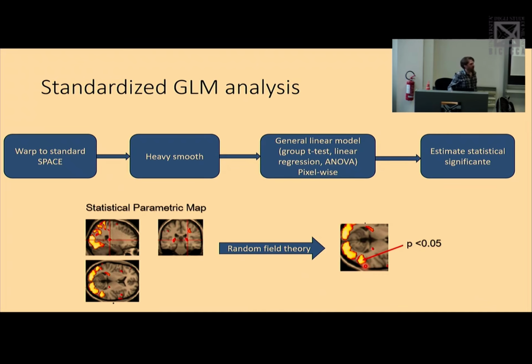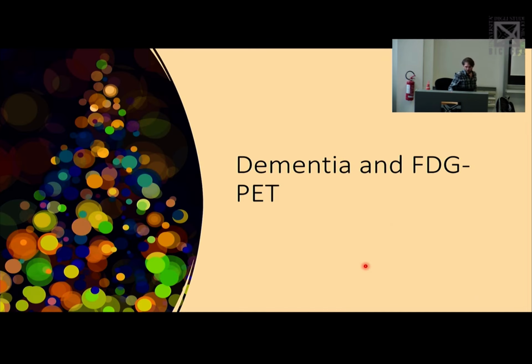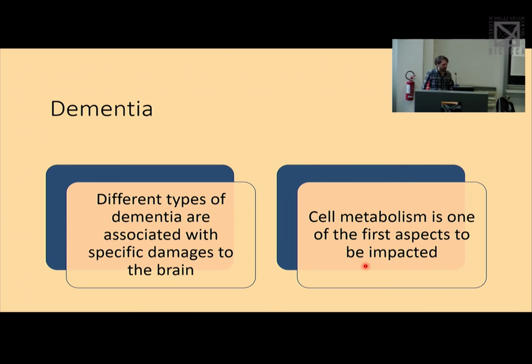Now, all of this was an introduction to the dataset that we will use today, which is a dataset about dementia and the use of FDG PET. I've mentioned briefly before that different types of dementia are associated with specific damage to specific parts of the brain. Indeed, cell metabolism is one of the first aspects to be impacted.